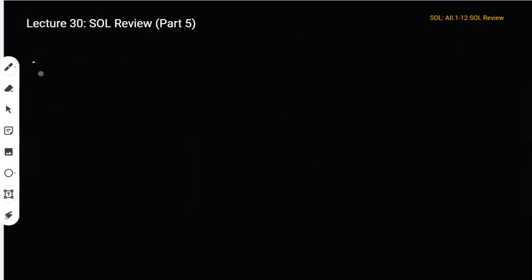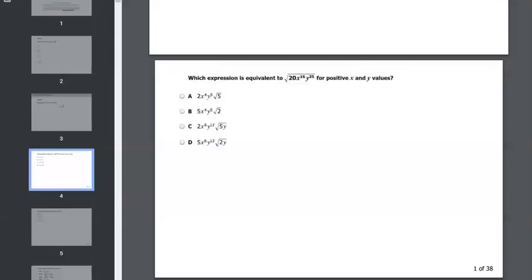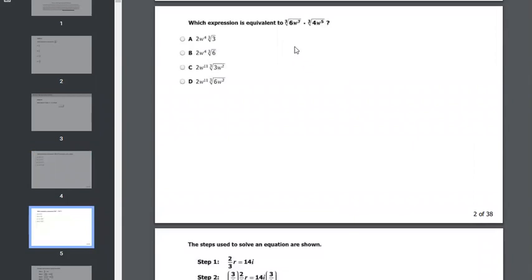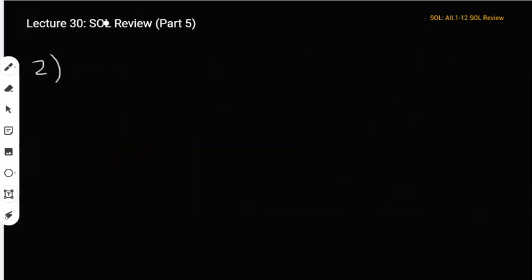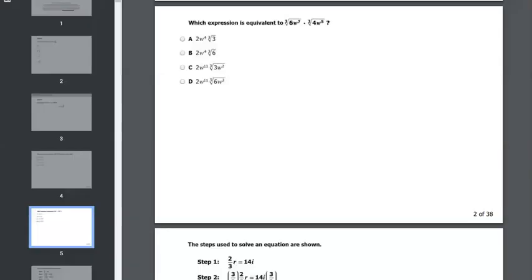Let's look at number 2. All right, so number 2 says we got the cube root of 6w to the 7th power, and we're multiplying it by another cube root, 4w to the 5th.